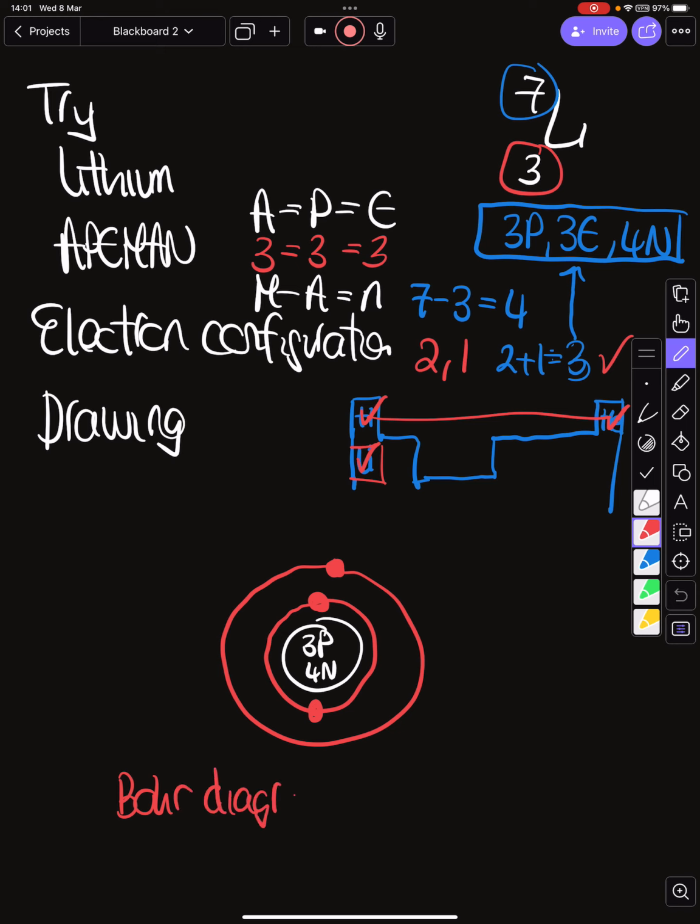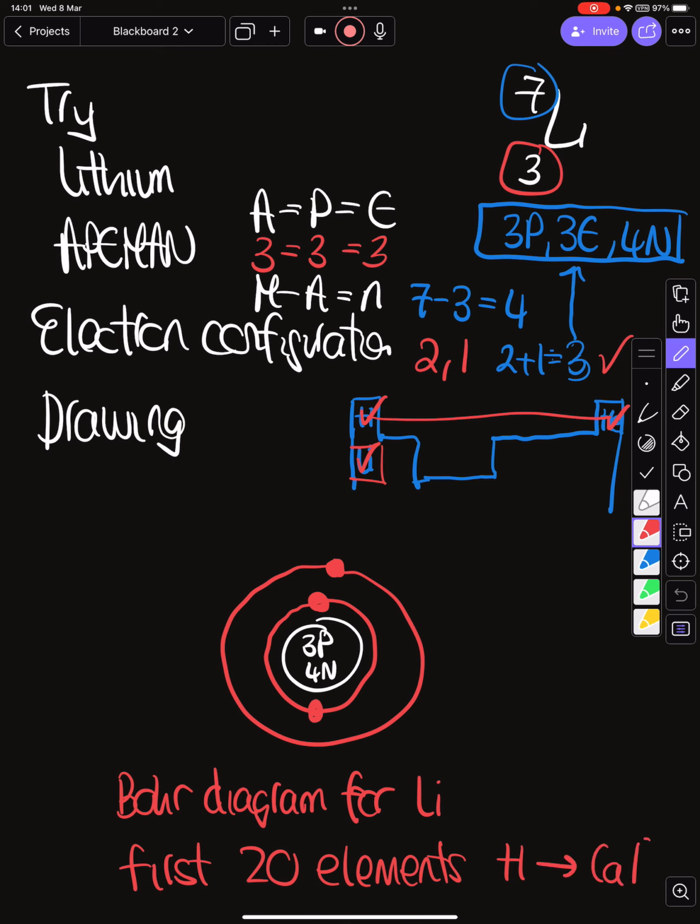So that's what you're now going to be aiming for, and you need to be able to draw the Bohr diagram for the first 20 elements, from hydrogen all the way up to calcium. That is going to be your job, and you will be doing that over the next while. Any issues, please shout.